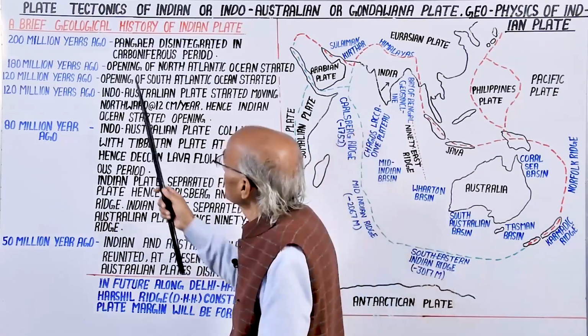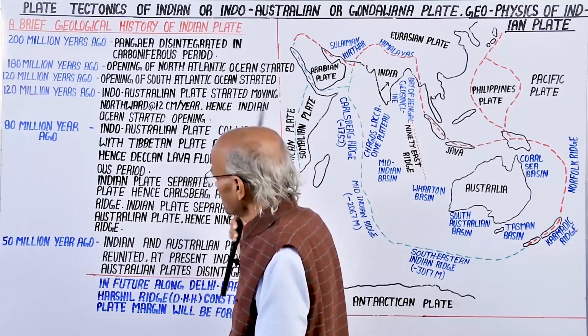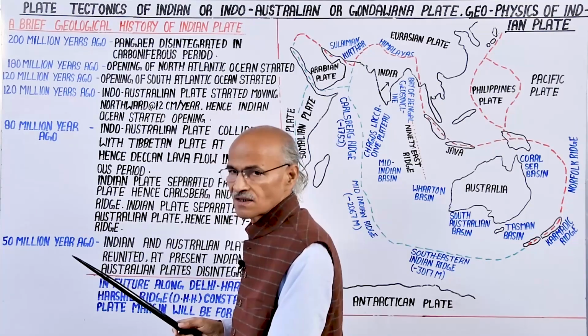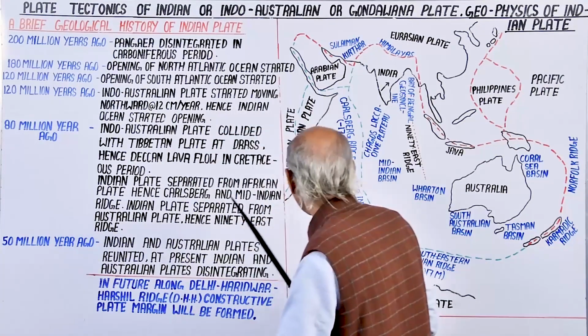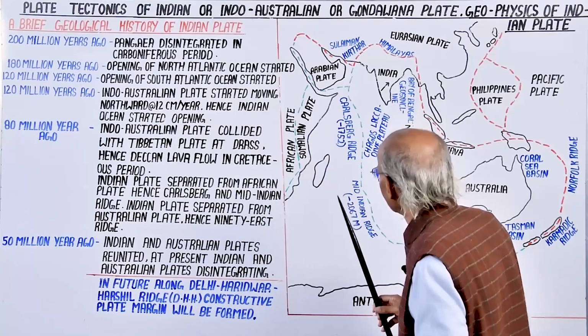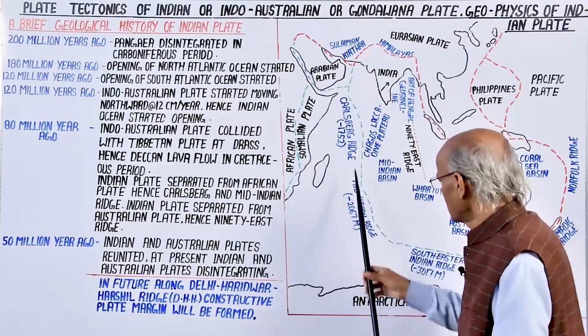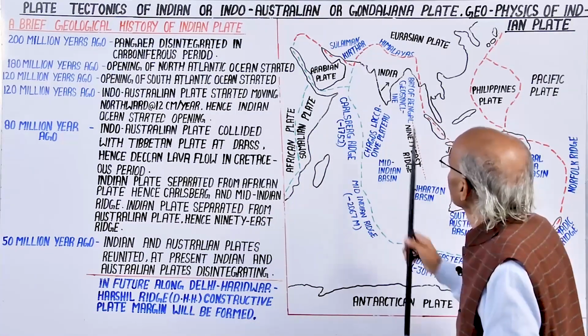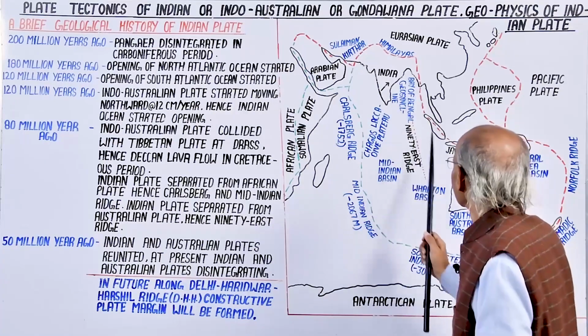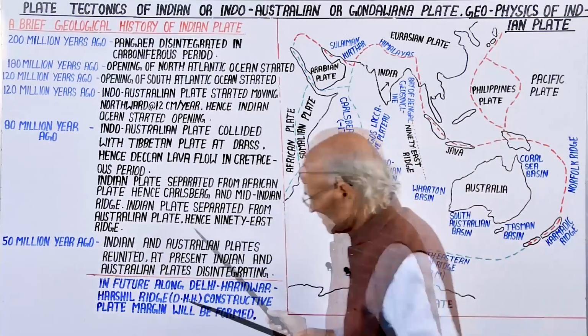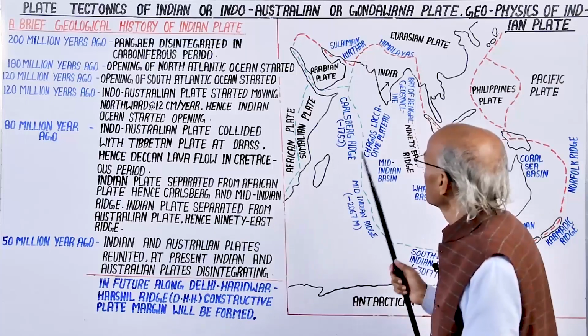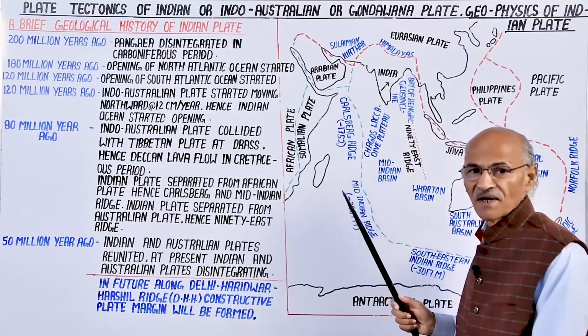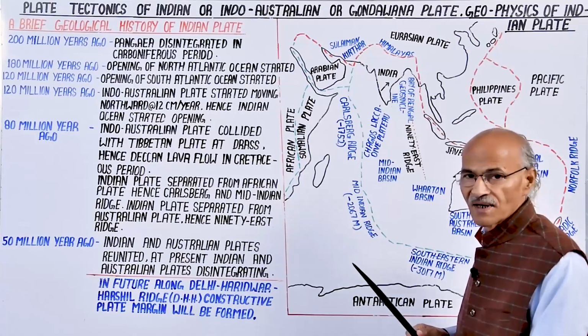Thus, this is the brief geological history of the Indian plate, its boundary, and the tectonic activities taking place along this constructive plate margin and along this destructive plate margin. This is the plate tectonics, or say paleoplate tectonics, of the Indian plate.